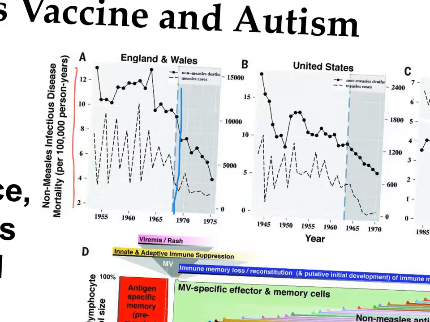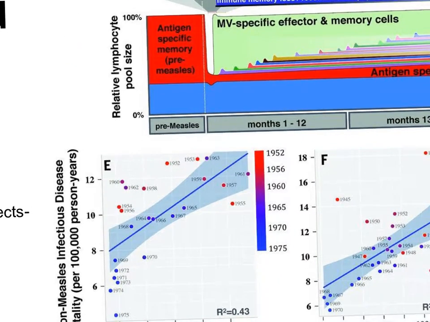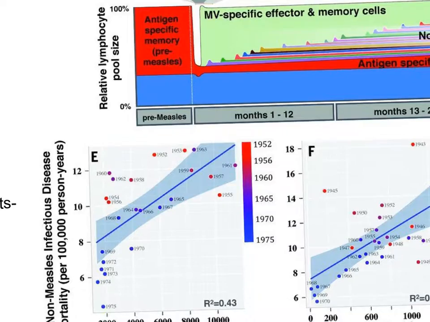Okay, so down here, this is measles incidence, okay? And then up here, we have infectious disease mortality in England and Wales. So what is that correlation? Is there a correlation between getting measles and infectious disease mortality from some other infectious disease? Isn't there? I mean, look at this. In fact, this is a pretty strong correlation, okay?